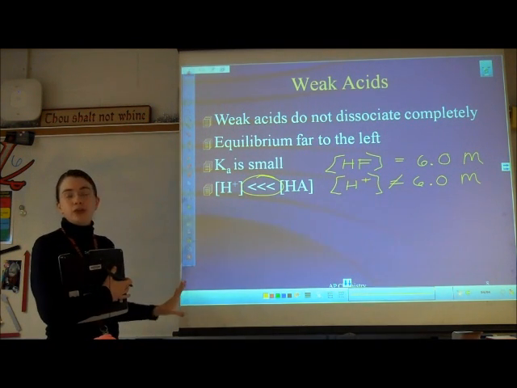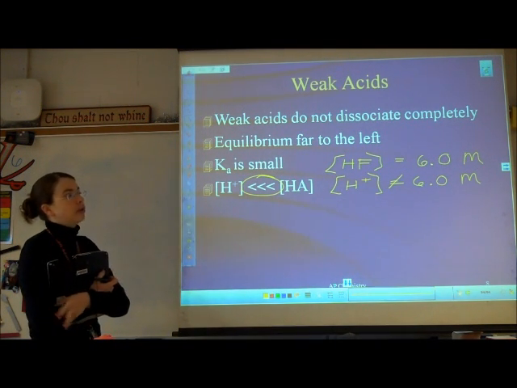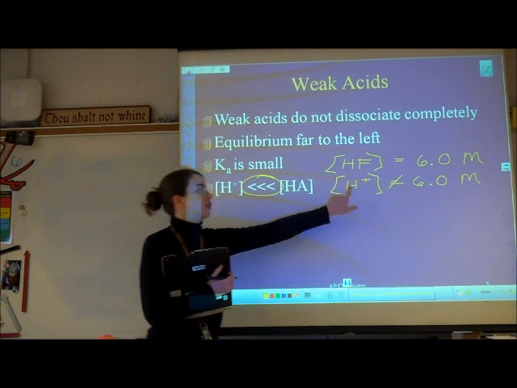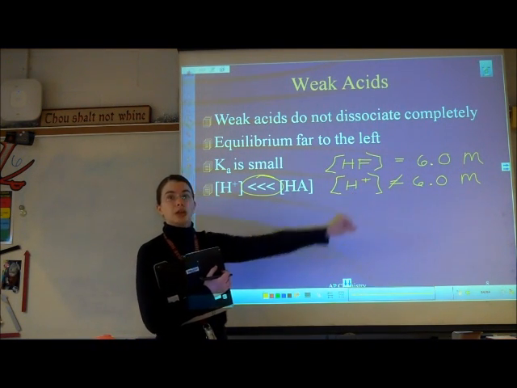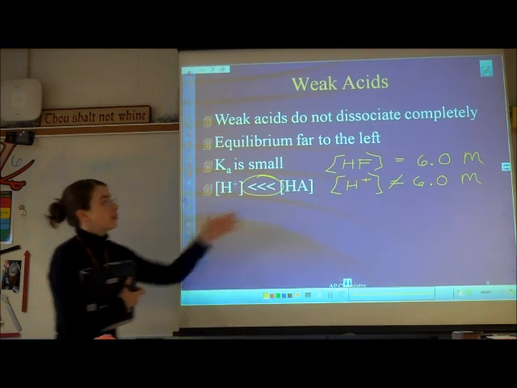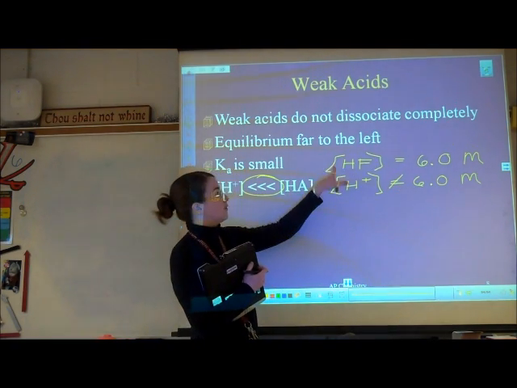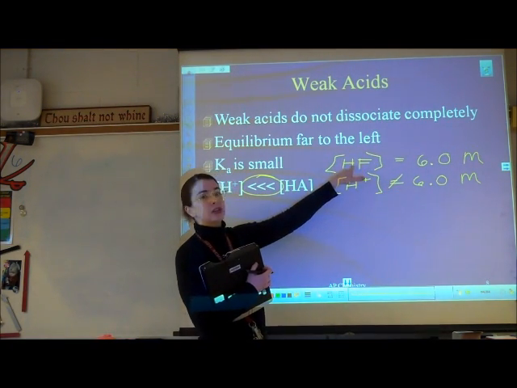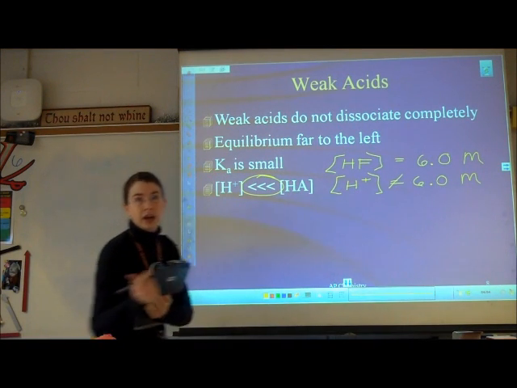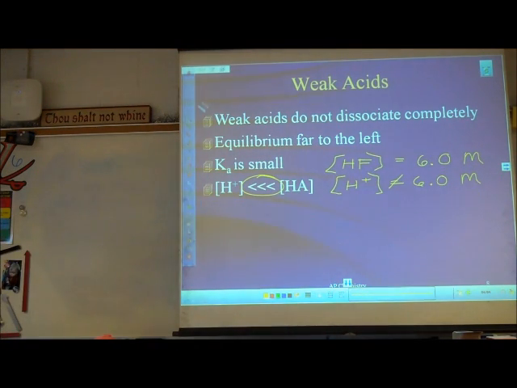And we're not going to do this today, but I will show you how to calculate what this value is, because this is what you need to find the pH. The reason these are not equal is because very few of these split into the ions. Very few.